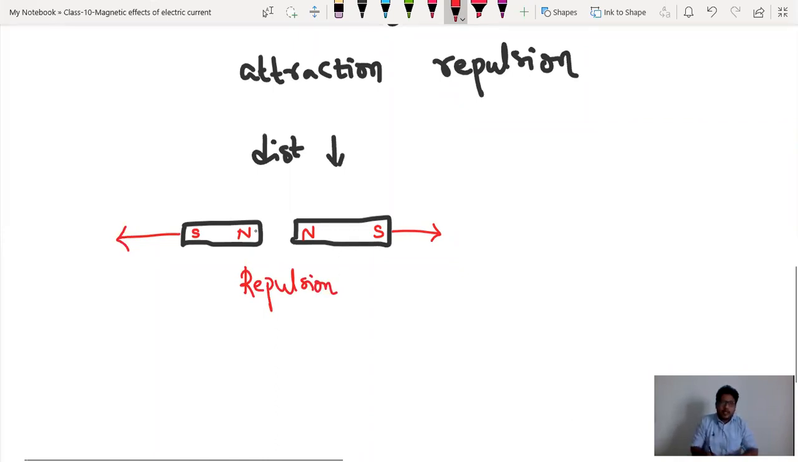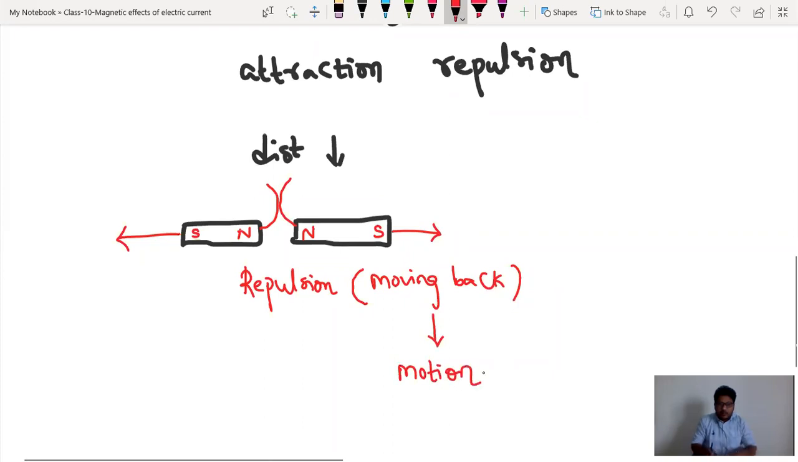Why there will be repulsion? Because from north, of course, magnetic lines of force will start. From this magnet, from north, magnetic lines of force will start. We know both magnetic lines never intersect. Because of that, automatically there will be repulsion. So repulsion in the sense it is moving back. Moving back means we can talk about motion, isn't it? If a body is in motion, motion means moving.